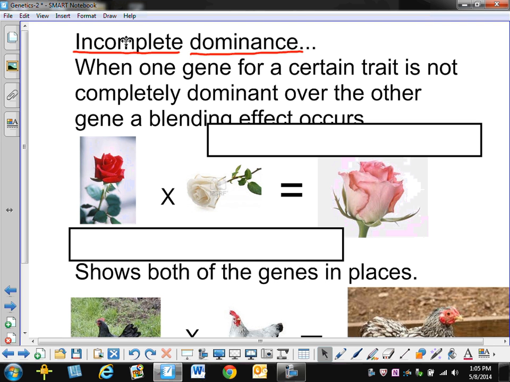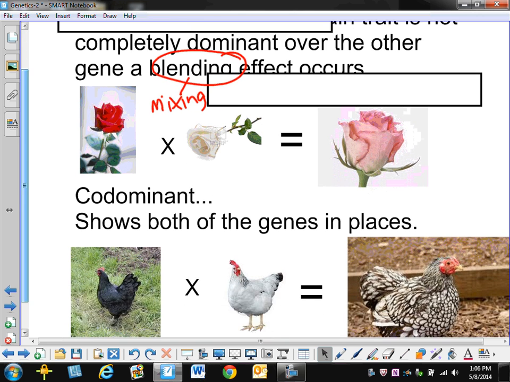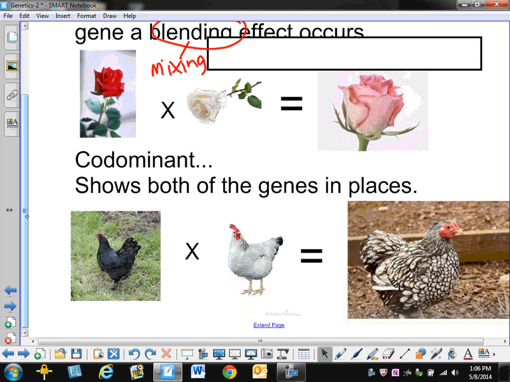When one gene for a certain trait is not completely dominant over the other gene, a blending, another word for blending is mixing, effect occurs, just like the paint I mentioned. Okay? You must know this. What is incomplete dominance? It's when one thing's mixed with another thing and we get something blended coming out. It happens a lot in plants. All right. Codominant shows both of the genes in places.